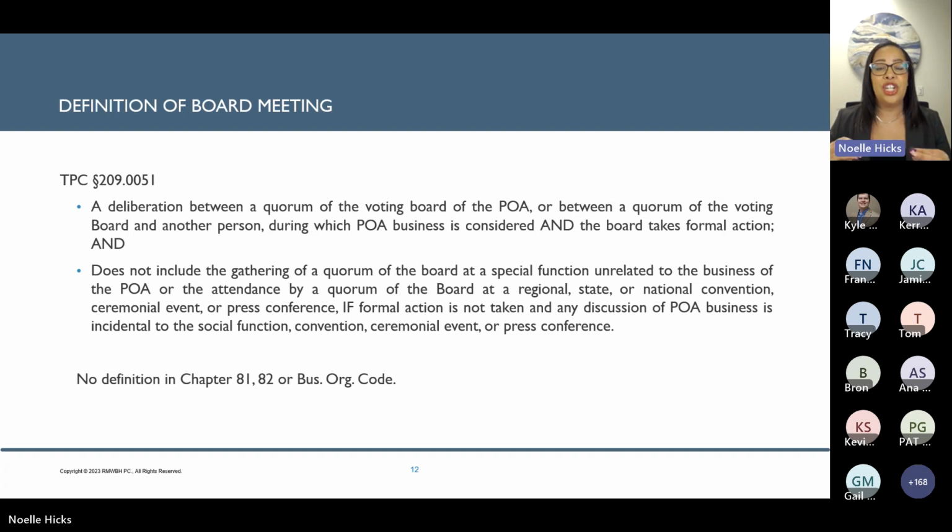If formal action is not taken and there is no discussion of POA business, then this is not a formal board meeting, but just a gathering that's incidental to some sort of social function, again, a convention, ceremonial event, or press conference. So really the factors that must be present are a discussion of POA business and some sort of formal action in order for it to be considered a board meeting. Without that, it's not a board meeting, it's just a gathering or convening of board members.